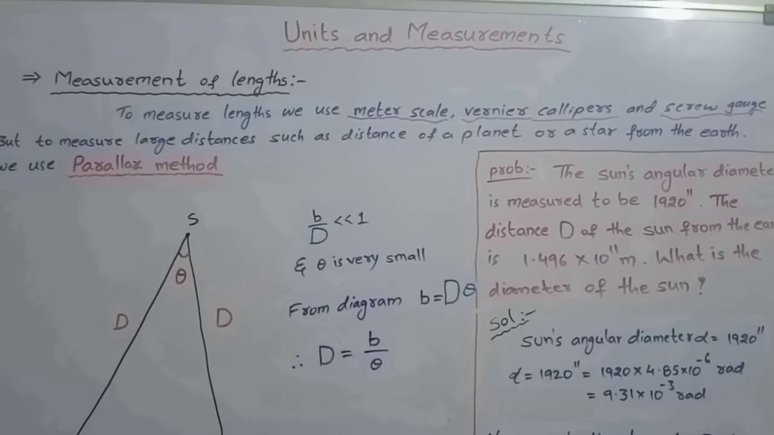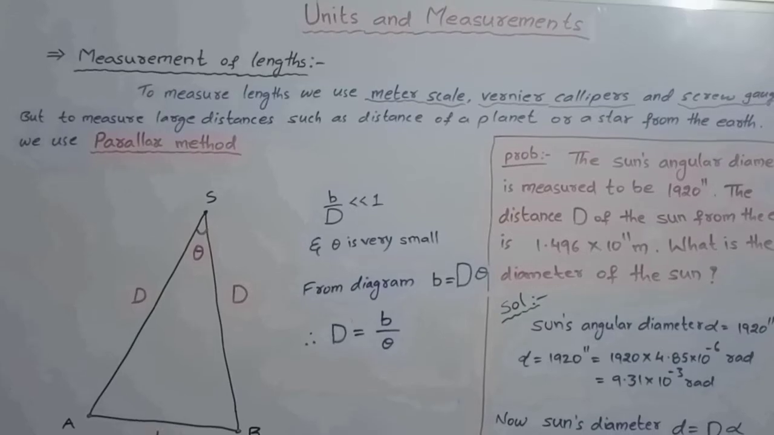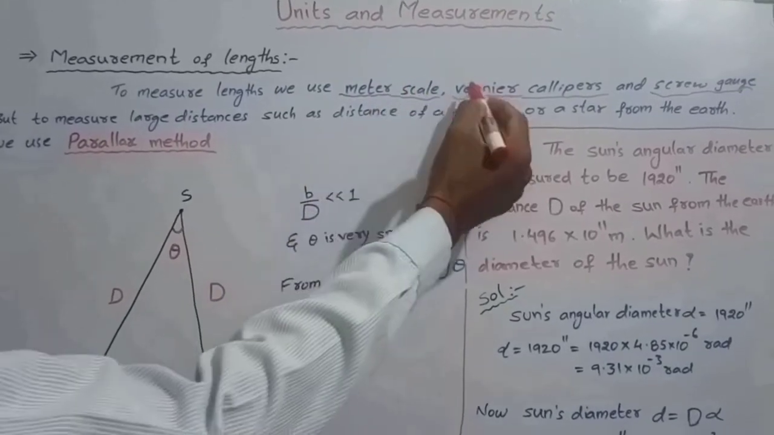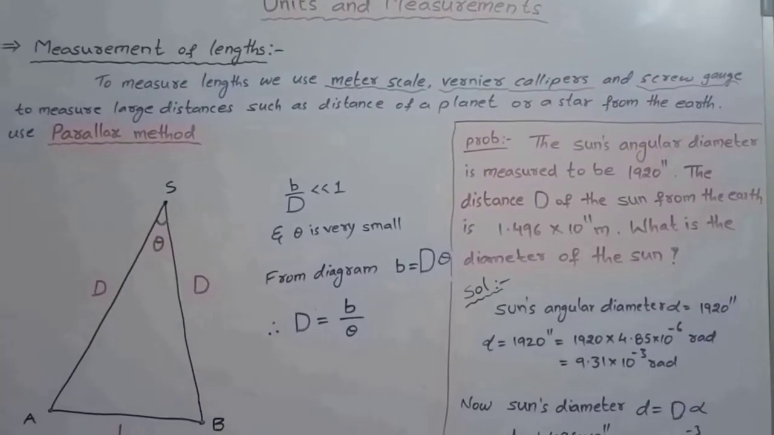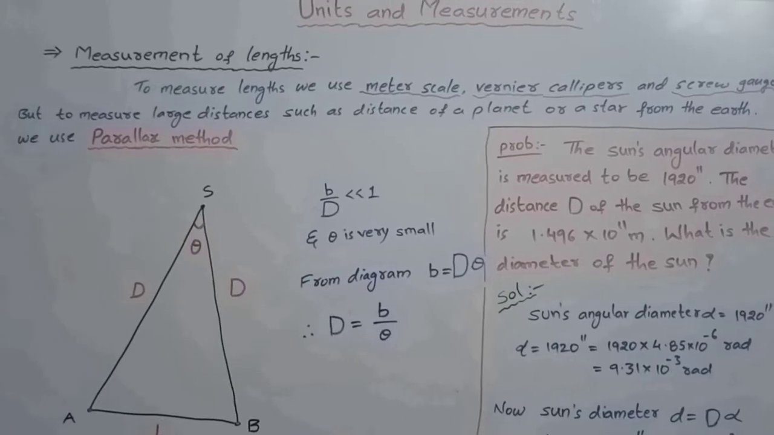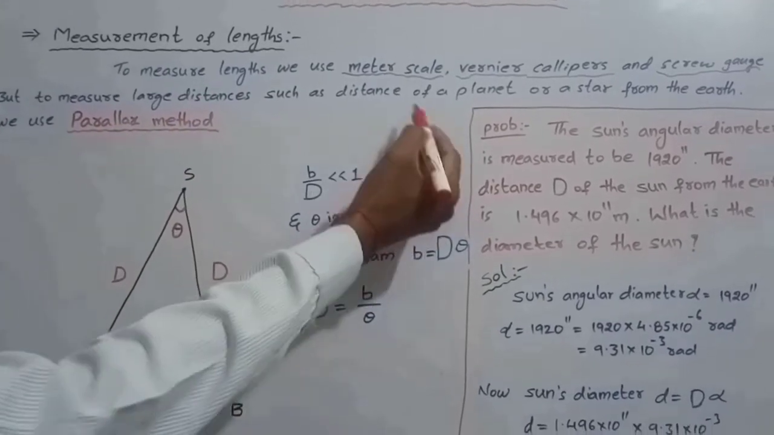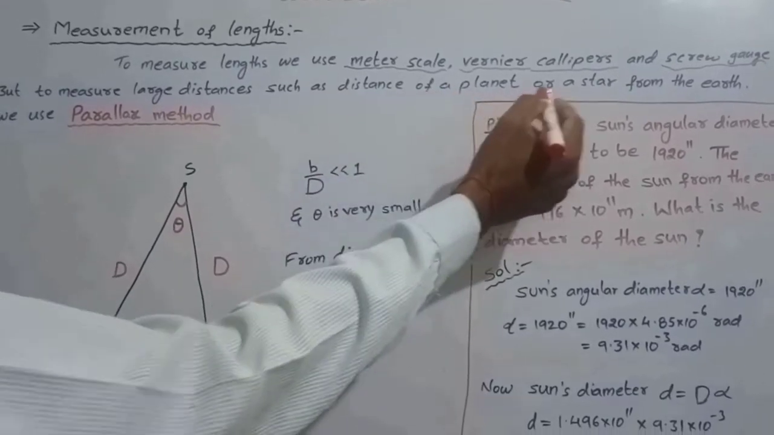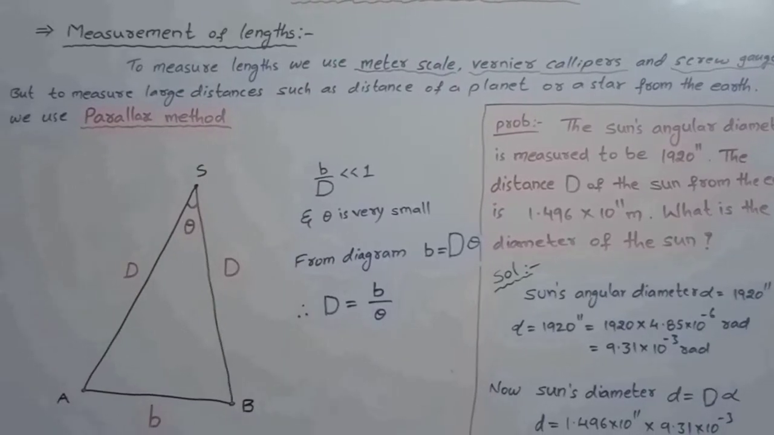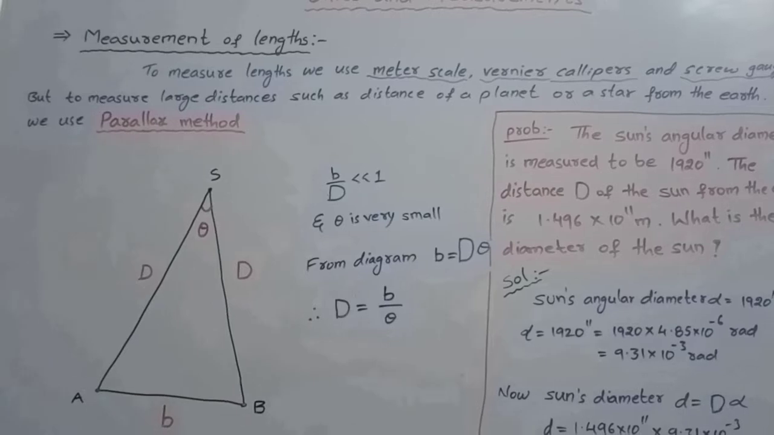Good morning, students. Today we continue our next topic, that is measurement of lengths. Generally, we use meter scales, vernier calipers, and screw gauges to measure lengths. But to measure large distances, such as the distance of a planet or a star from the Earth, we use a new method, that is the parallax method.